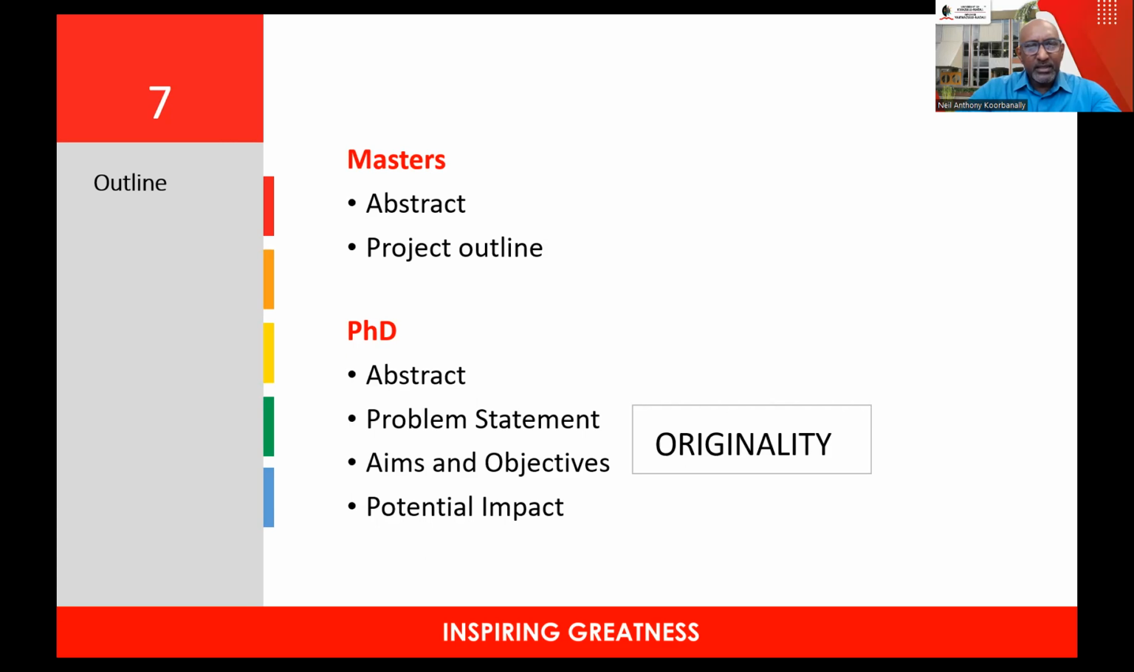As I said, the master's application, and generally these are for people who are in their honors year of study, applying for a master's degree, right? And they are going to now fill in the abstract and a project outline. In the PhDs, you are going to fill in the abstract, problem statement, aims and objectives, and the potential impact. Right, so you're going to have a little bit more to fill in if you're a PhD student. Right, so let's just jump to the master's.